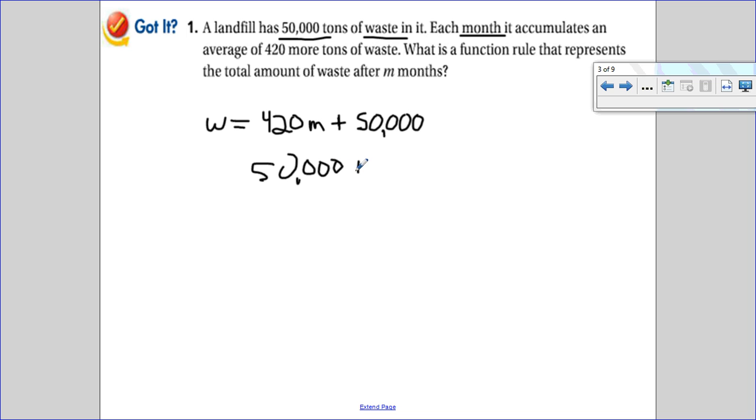It could look like 50,000 plus 420 M equals W.